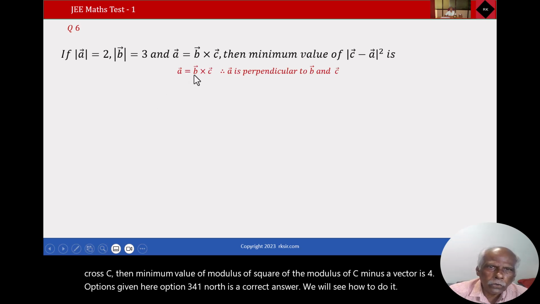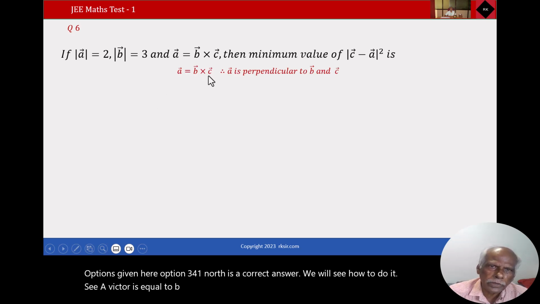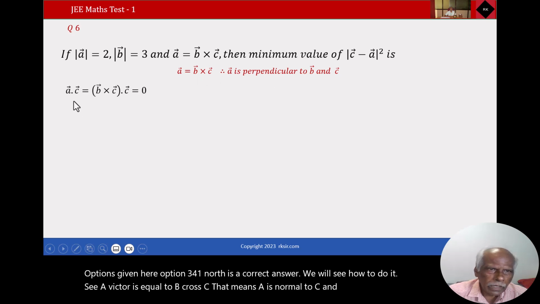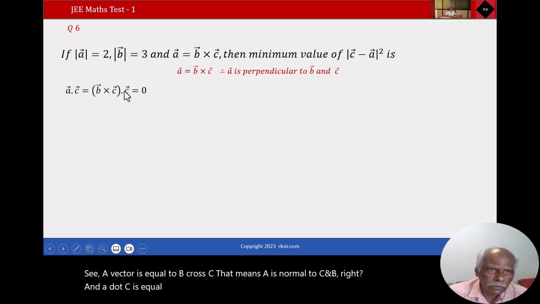See, vector A is equal to B cross C. That means A is normal to C and B, right? And A dot C is equal to 0 because these two are perpendicular.